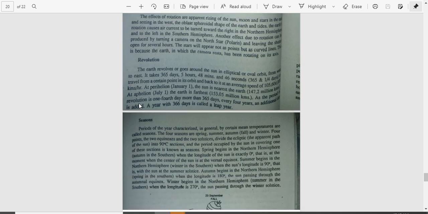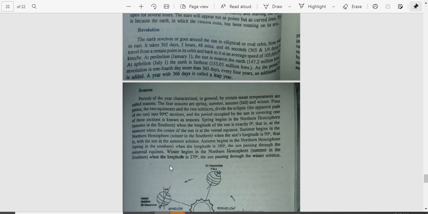Then, sa revolution. Revolution is ang pag-revolve sa orbit. So Earth goes around the Sun in an elliptical or oval orbit from west to east. It takes around 365 days, or 5 hours, 48 minutes, and 46 seconds. Next is ang travel point orbit ng average speed of 105,600,000 kilometers per hour.